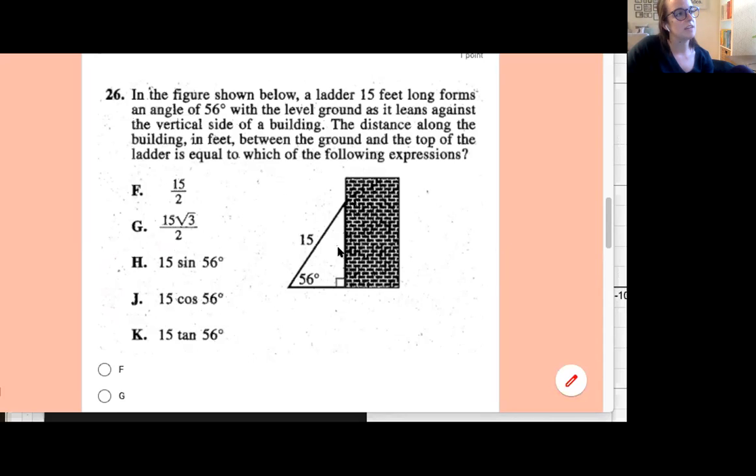They want to know this side over here, and they give us this side here as well as the angle, right? If I want to know this side over here, this side that I'm trying to find, is that my opposite, my adjacent, or my hypotenuse? My O, my H, or my A? It's my opposite. It's the one that's across from 56. Good job. So it's my O. Yeah, Geraldine. So this is my O.